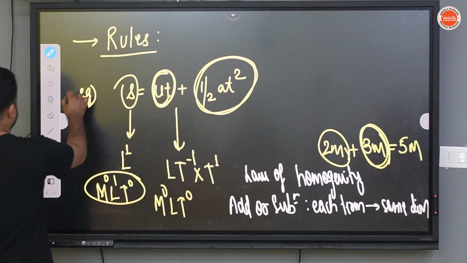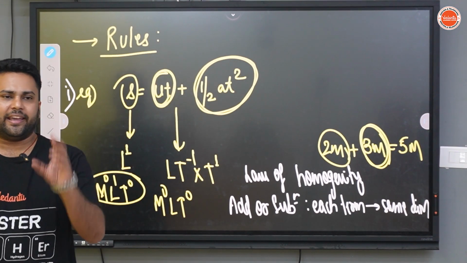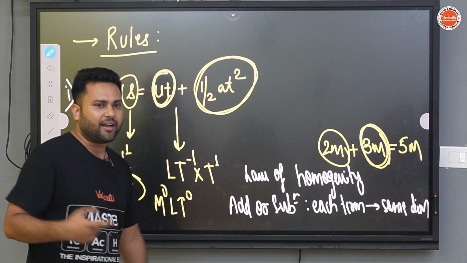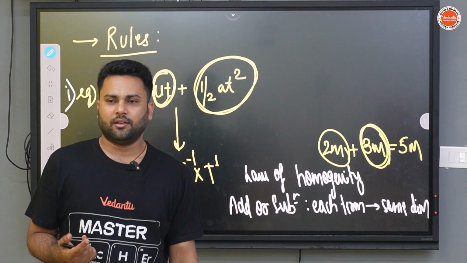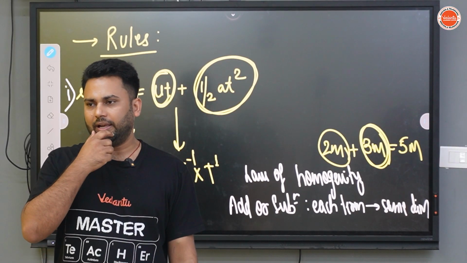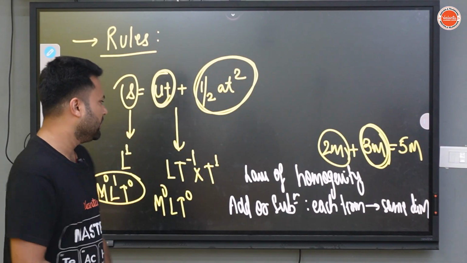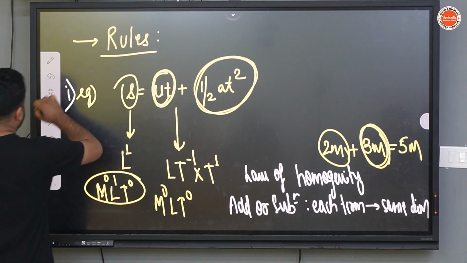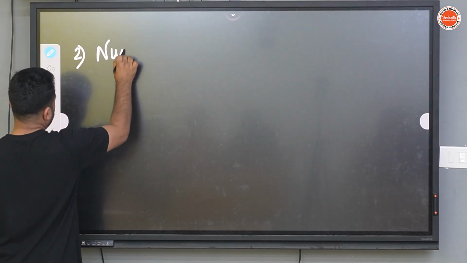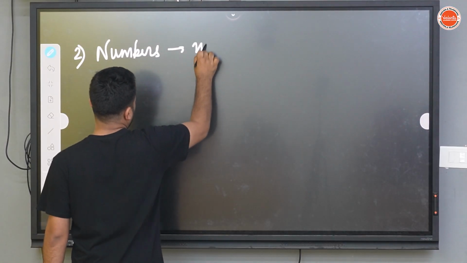So this is the first point. Second point, any numbers will have no dimension. Like if I ask 1 by 2, so what is 1 by 2? I am not saying mass, I am not saying meter, I am not saying time. So any number has no dimension. So always remember the second point, that numbers have no dimension.